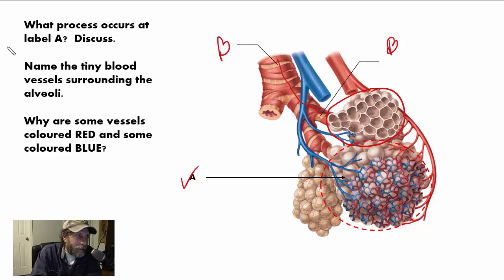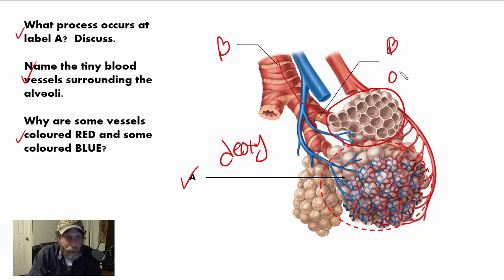Name the tiny blood vessels surrounding the alveoli. Do you remember the name for those? These are the smallest blood vessels of the body. So these are called capillaries. And in particular, these are called pulmonary capillaries because they're inside the lungs. All right. Now, why are some colored red and some colored blue? Well, blue represents blood that is deoxygenated or deoxy. And red represents blood that is oxygenated or oxy.